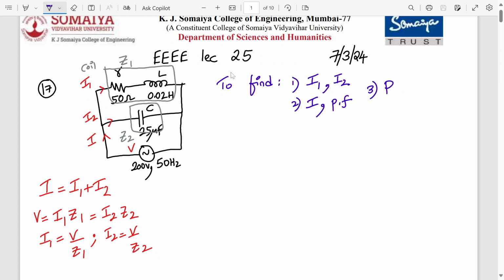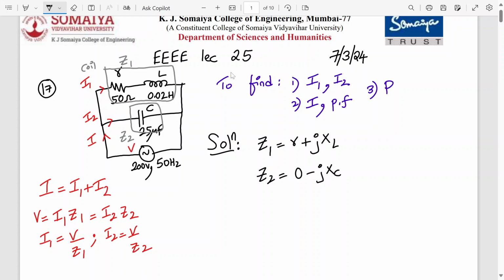Let's start with the numerical. First of all, we will start by finding the values of Z1 and Z2. What is Z1 here? Z1 is given by small r plus jXL, right? And Z2, since r is not present, will be 0 minus jXC. That's the standard form. Since it is capacitive, it will be minus jXC. Since it is inductive, it will be plus jXL.